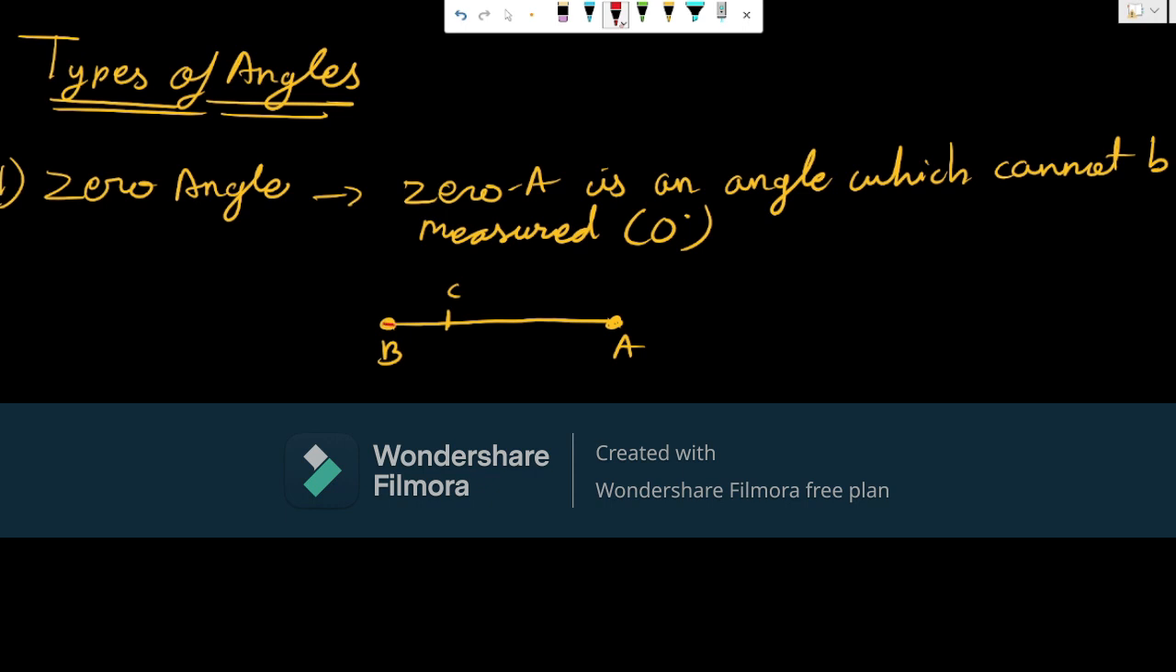So here I will draw it. This red line is a zero angle. Zero angle. Okay. Now let's talk about right angle.